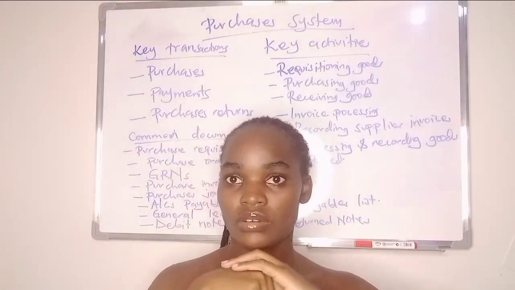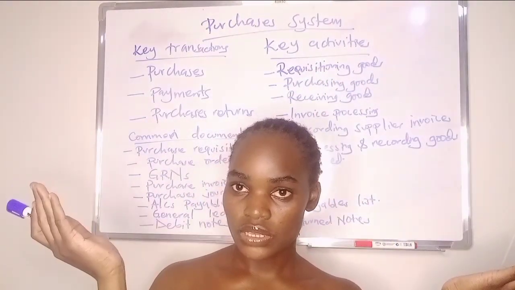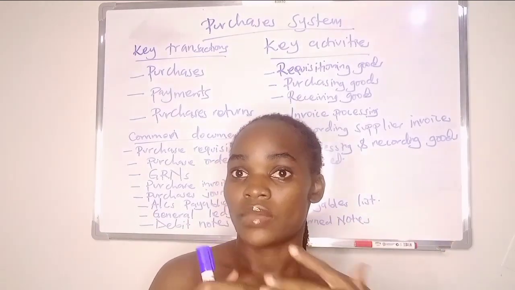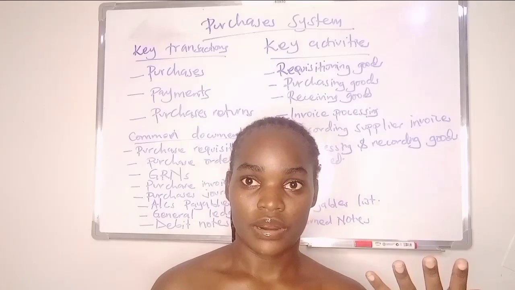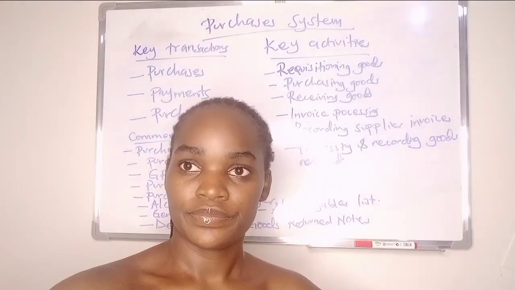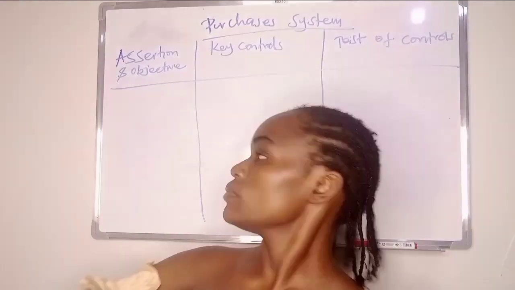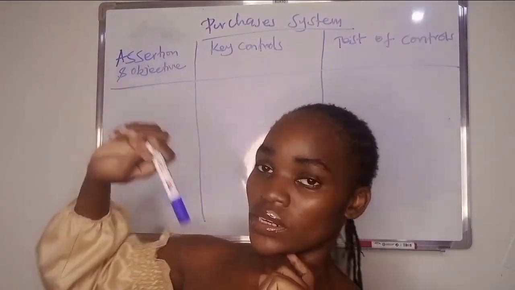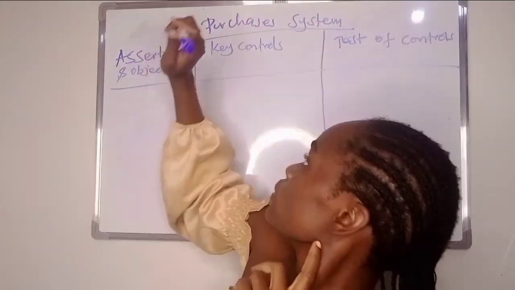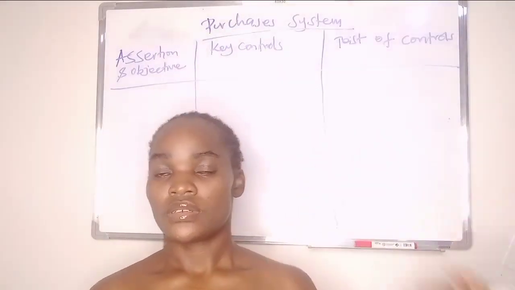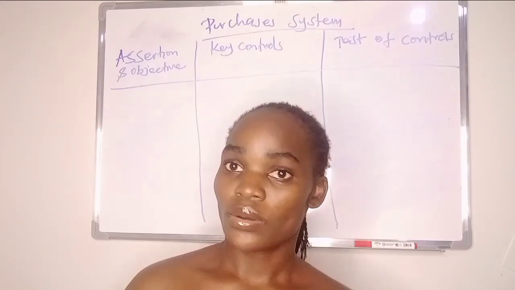Yes, so now let's look at the assertions, one by one, and as usual we are going to start with occurrence. So this is the format that we are going to use. The assertion, and then its objective, then the key controls, and then the test of controls. We are going to start with occurrence.